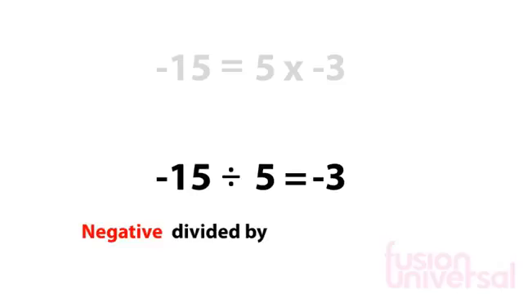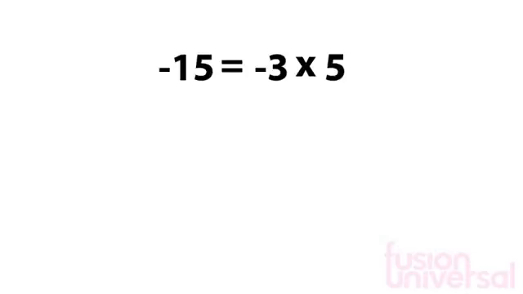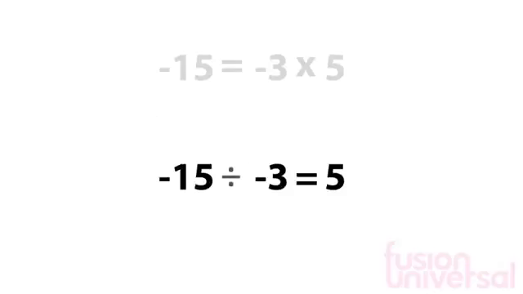Looking at this multiplication the other way around, when we turn it into a division, we are dividing a negative number by a negative number, and this gives us a positive result. A negative divided by a negative gives a positive result.